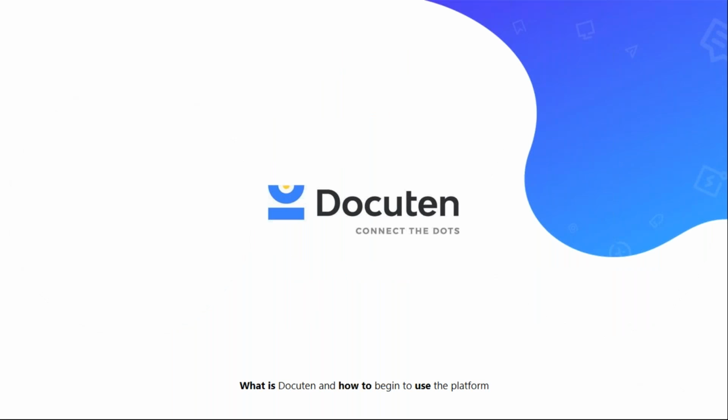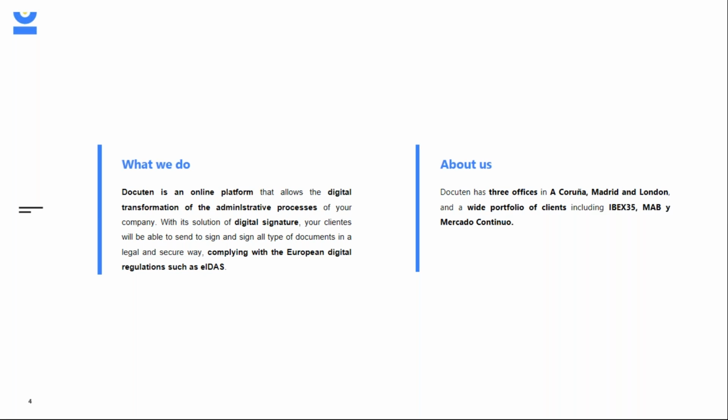Now we will start presenting Docuten. Docuten is an online platform that is going to allow customers to perform the signature of their documents in an electronic format, in a digital format, always compliant with the legal requirements in the European Union, which are based on the eIDAS regulation. Docuten is a company that is based in Coruña in the north of Spain.